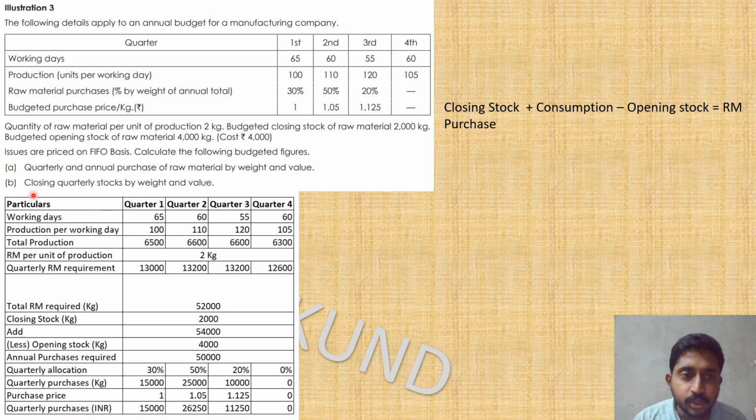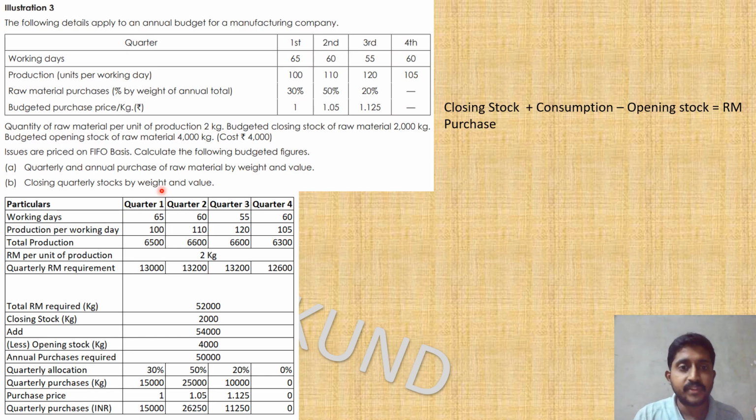Yes. So the second question is closing stock. Okay. So for closing quarterly stock by weight and value. So weight we can find, but value also we have to apply. This is the closing stock valuation. This is nothing but inventory valuation. If you are in a manufacturing company, you would already know.